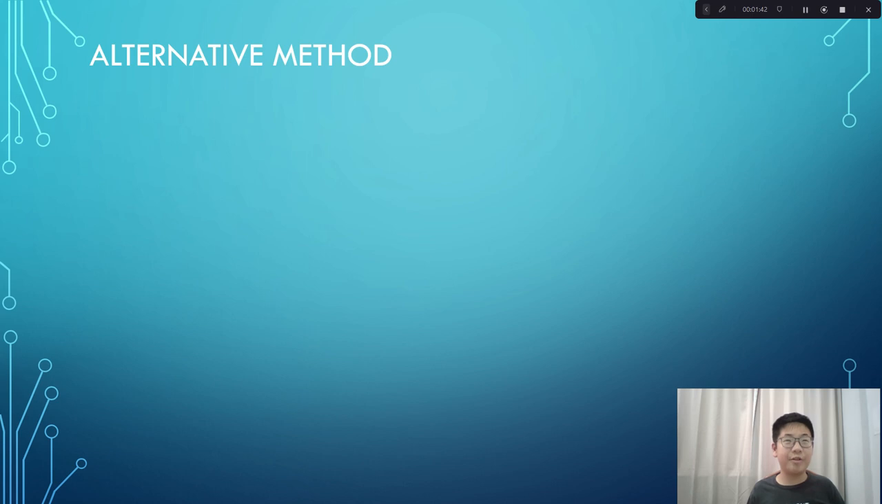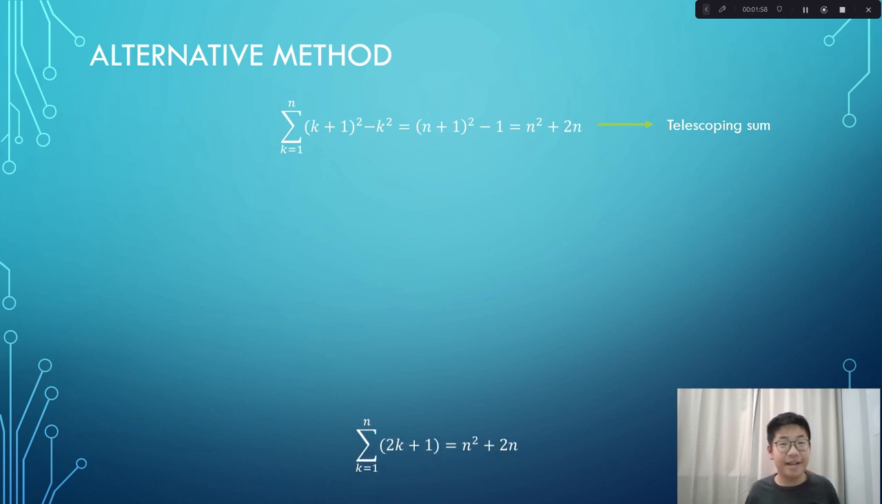This is the method that I was taught in further math, and I'm going to tell it to all of you right now. So we now use the telescoping sum. This telescoping sum, k plus 1 squared minus k squared, sums to n squared plus 2n. So we expand the left-hand side to become 2k plus 1, and you get n squared plus 2n.